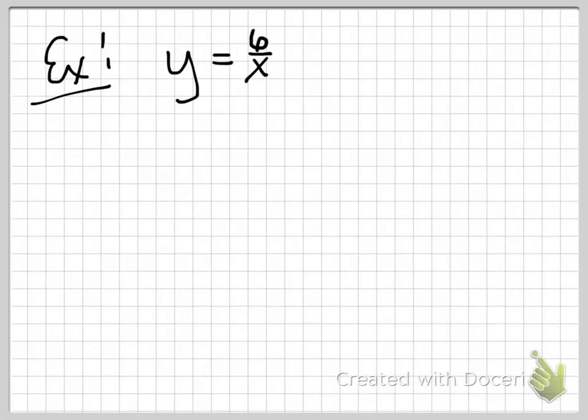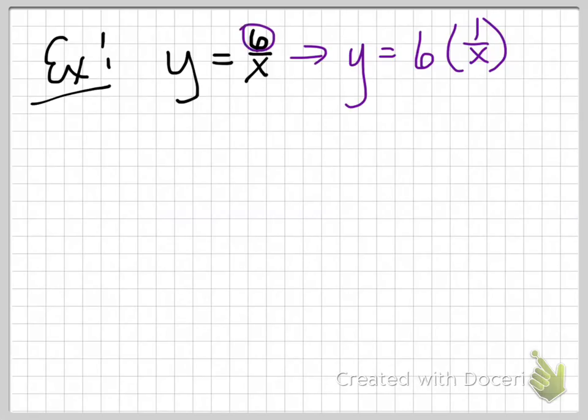Alright, so let's try another one. And first of all, we have y equals 6 over x, and I'm going to rewrite this as y equals 6 times 1 over x. All I'm doing is I'm taking the 6 and I'm just moving it out to the front so that you can see that this is kind of like the slope. So this is a stretch. It's going to be a stretch of 6.